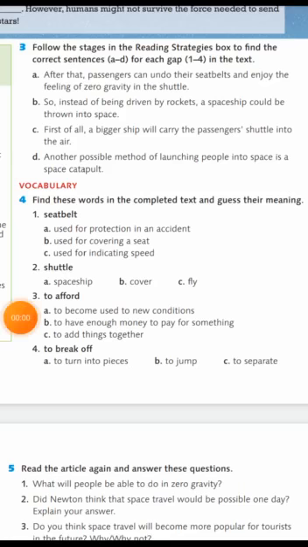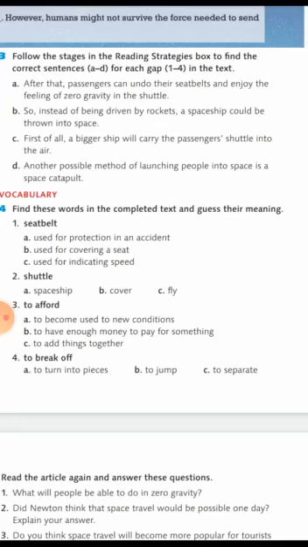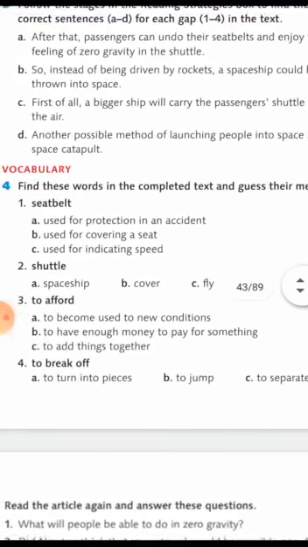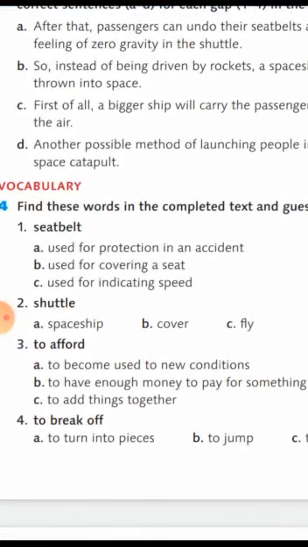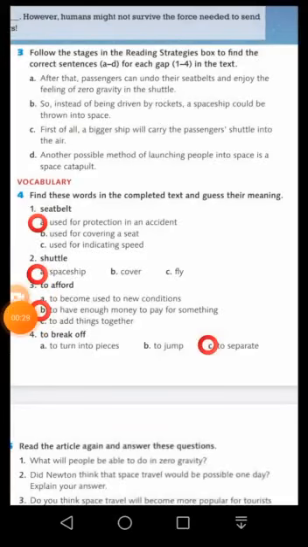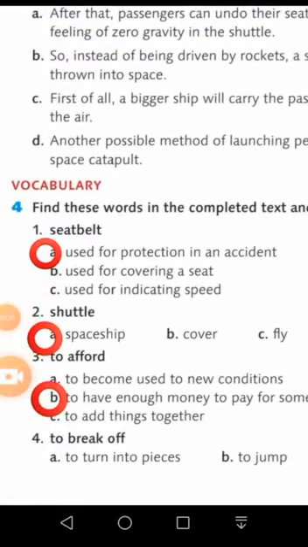Exercise number 4, vocabulary. Find these words in the completed text and guess their meanings. So we have to know the meanings of these words. Let's start with number 1. Seatbelt. What's the meaning of seatbelt? Used for prediction of an accident, or used for covering the seat, or used to indicate speed? The right answer is used for protection in an accident.